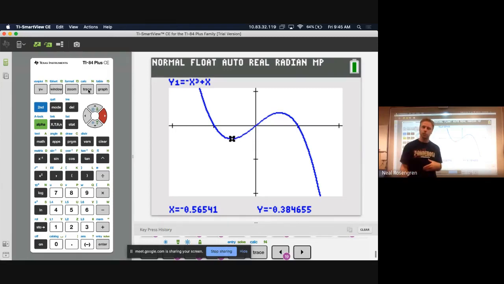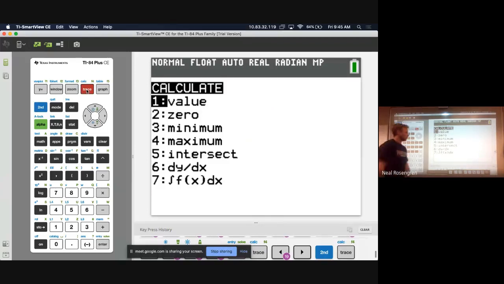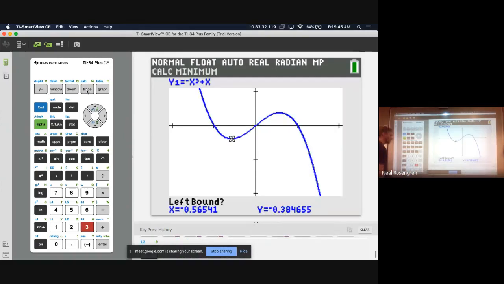Right? Maybe you've seen this before, but there's a way to find the minimum within a range. Right? To find relative minimum. Okay? And it's actually, let me get rid of that, it's above trace. It's in calc for calculate. So if you press second trace, you might have seen this before, many of us might have. Okay, option number 3, minimum. So you press number 3, and what's going to happen is it's going to ask us 3 questions. Okay, and the questions are going to be right here.